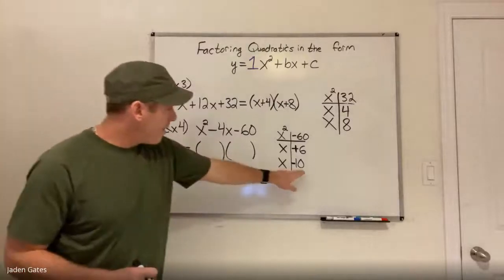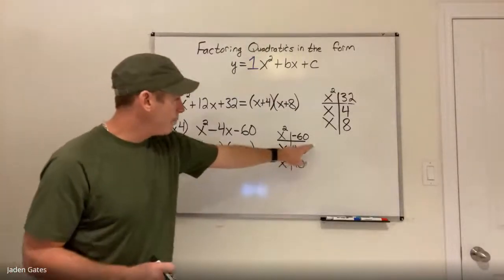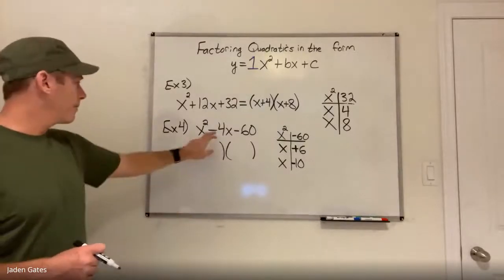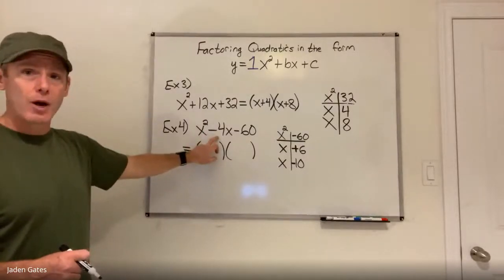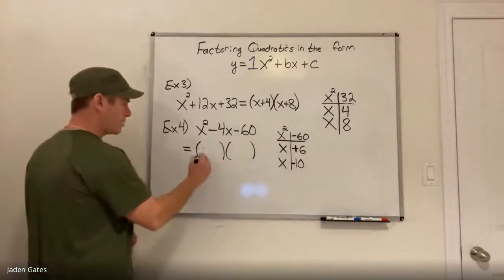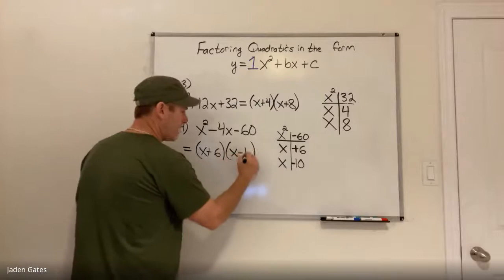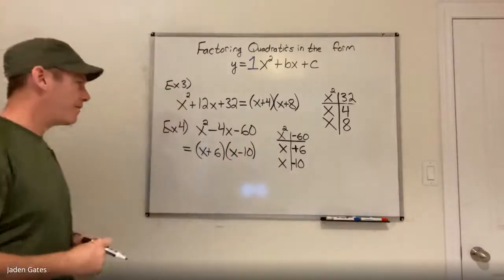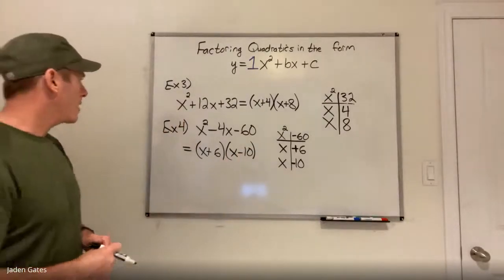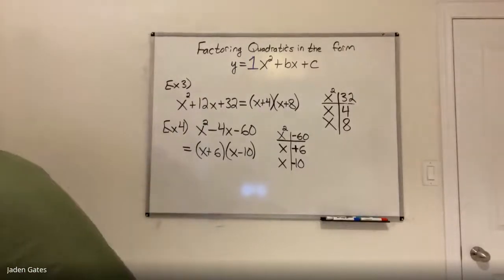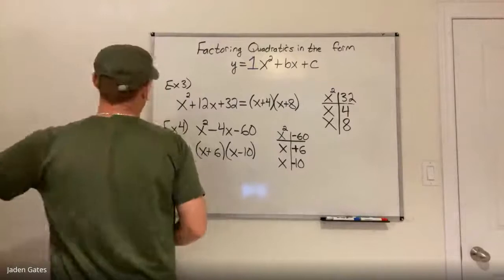Now I've got minus 10x plus 6x's. I lose 10x's, I get 6x's back. Now I've got my minus 4x. So I write in my terms. I have an x plus 6 and an x minus 10. And there it is, factored. All right, let me erase that. Do a couple more. Then we're going to do something a little bit different.